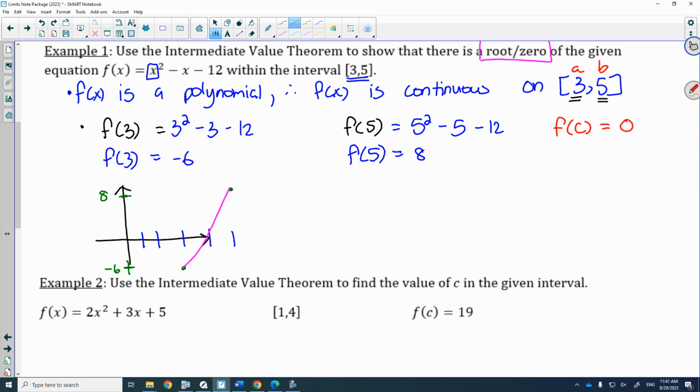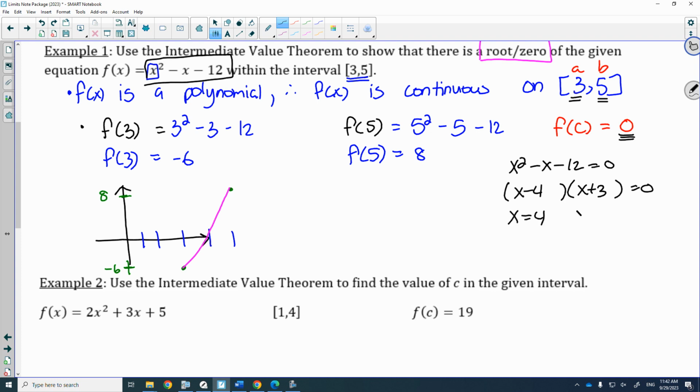So what we do is, because they want to prove that there's a 0 there, set your function equal to 0. So set your function x squared minus x minus 12 equal to 0. Let's factor this function, and we are going to get x minus 4 and x plus 3 is equal to 0. This polynomial function has 2 zeros. It has a 0 at 4 and a 0 at -3.